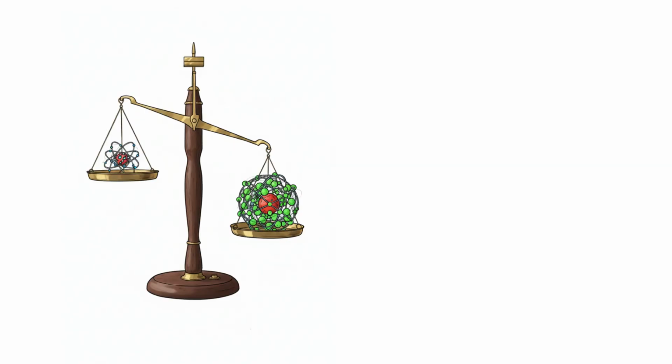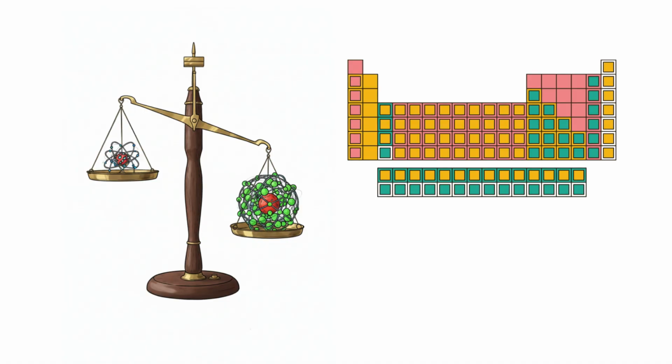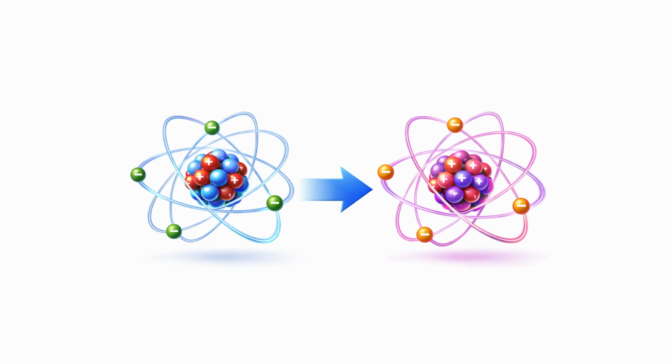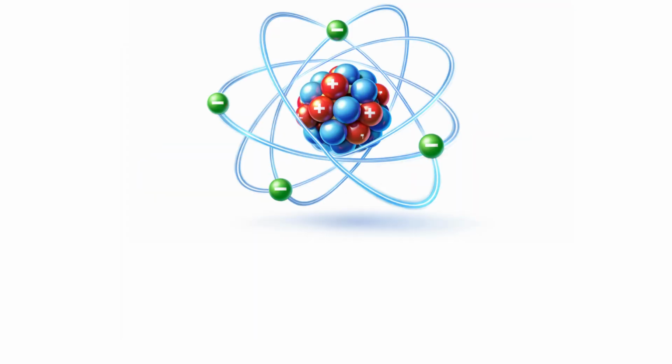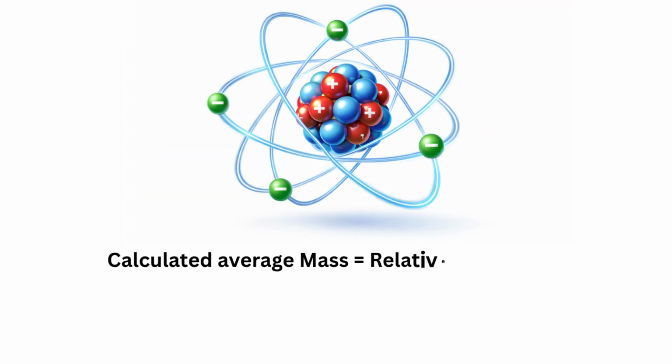If isotopes have different masses, a question appears: which mass do we put on the periodic table? The answer is, we don't pick one isotope. Instead, we calculate an average mass based on how common each isotope is. This average mass is called the relative atomic mass.